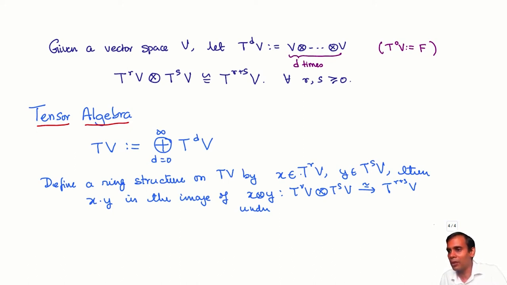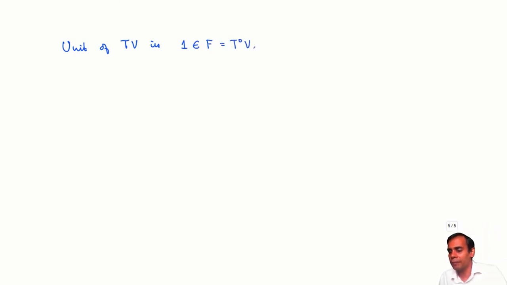We will look at it very concretely using some examples. But firstly, what is the unit? So we need to check that this is an algebra, that it's associative, additive, and so on. I won't go into those steps. You can try to check it yourself. But let me just point out that the unit of TV is the element 1 belonging to F, which is T^0 V. So the unit lives in the degree 0 part, T^0 V.